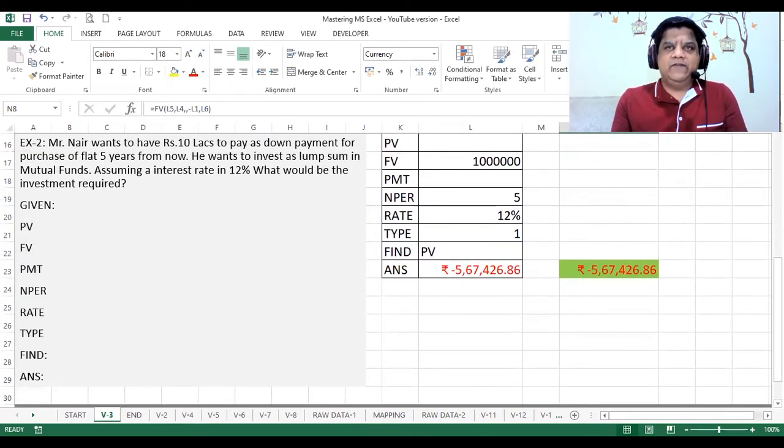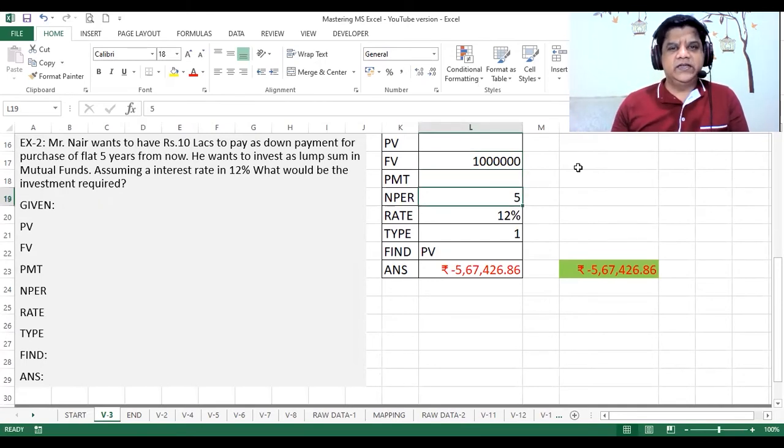Mr. Nair wants to have 10 lakh rupees as down payment for his house 5 years from now. He wants to invest in lump sum in mutual funds, assuming a rate of returns of around 12%. What would be the investment which is required? So here, what are we given? We are given 10 lakh rupees, but that 10 lakh rupees is future value because it is the money which is required in the future. Number of years is given to me as 5. Rate is given to me as 12%. There is nothing given, so type I will take it as 1. I want to find out what investment I need to do today. That means I have to find out the present value.